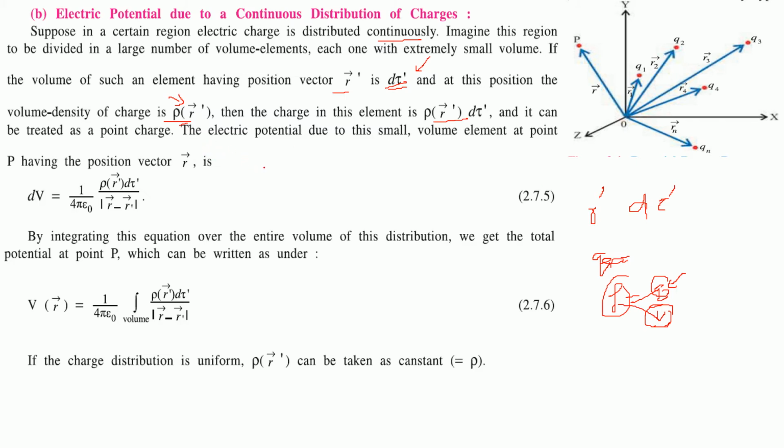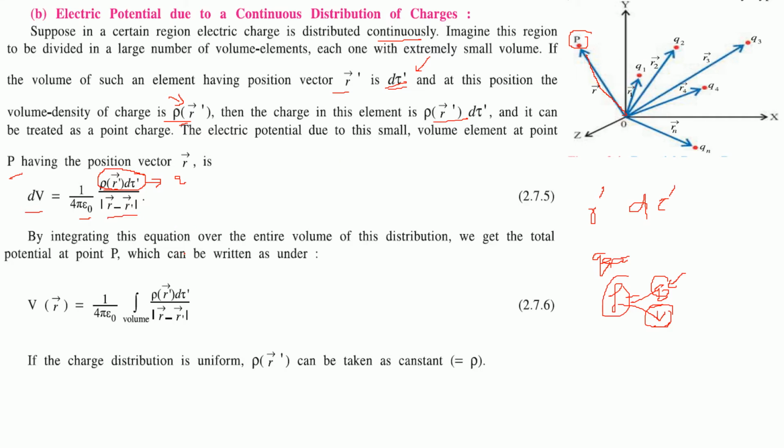So the electric potential due to this very small volume element at any point P, having a position vector R, is given by dV, very small, equal to 1 by 4 pi epsilon, rho of R dash into d tau dash, which is equal to Q, the charge, divided by the magnitude of R minus R dash.